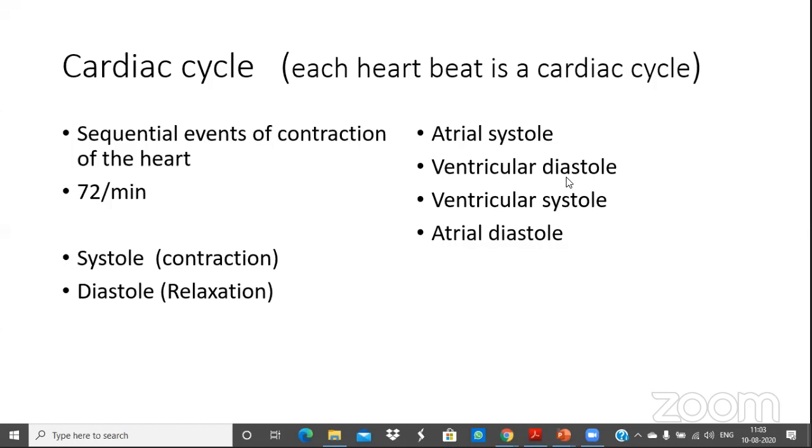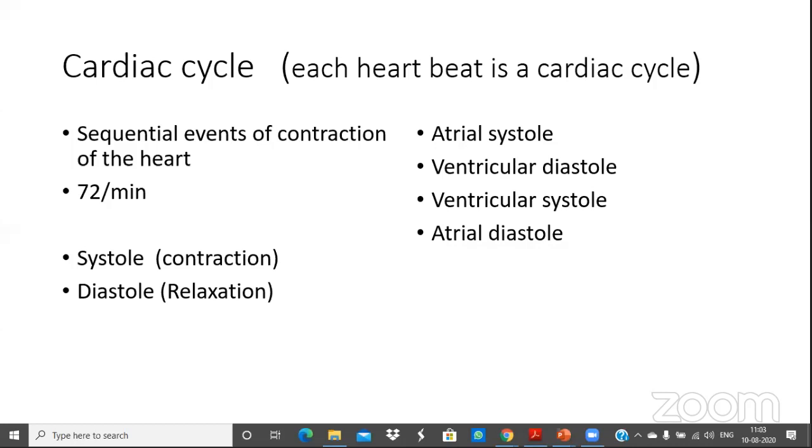ventricular diastole, the ventricle relaxes. That means it allows the blood to enter inside the ventricle from the atrium. When ventricular diastole happens, the atrioventricular valves, that is the tricuspid and bicuspid valves, open. Blood enters into the ventricle through the tricuspid and bicuspid valves. Now the entire blood, after atrial systole, that means atrial contraction, enters into the ventricle. Now the ventricular pressure goes high.